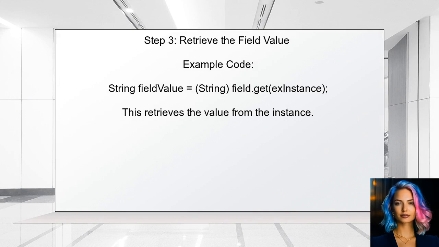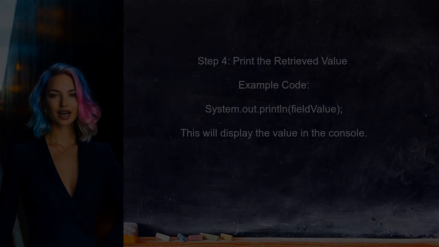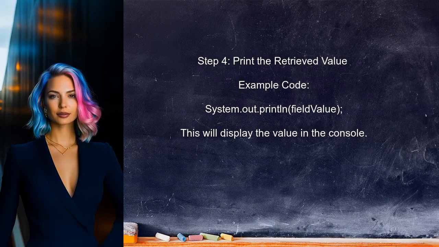They should use the instance when calling the get method on the field. Finally, the user should print the retrieved value to verify that it has been accessed correctly. This step will confirm whether the reflection process was successful.